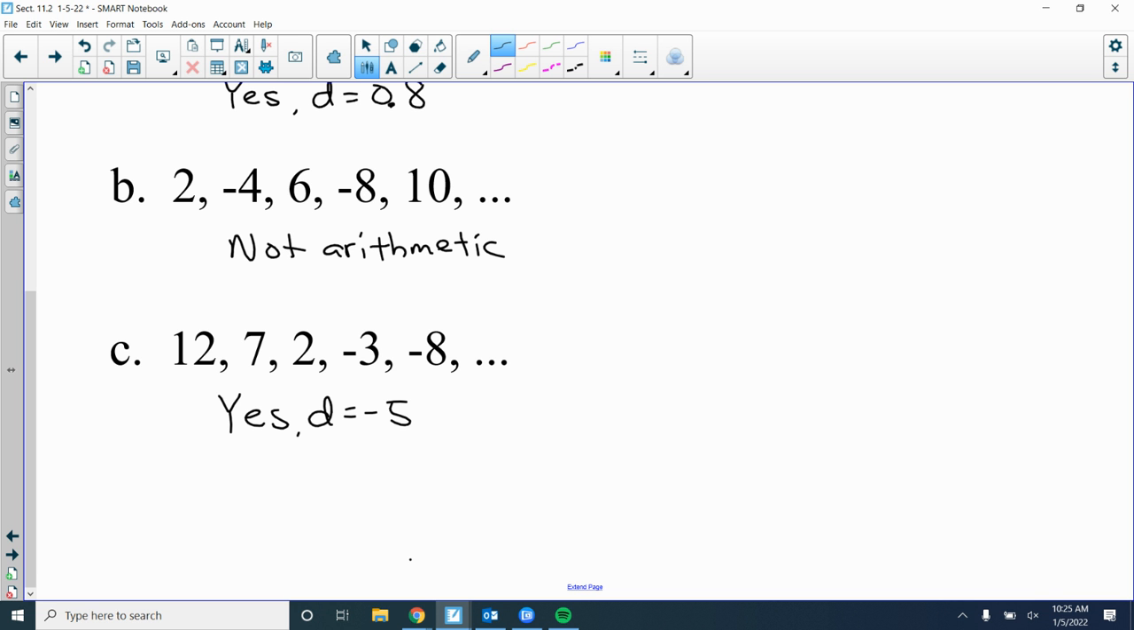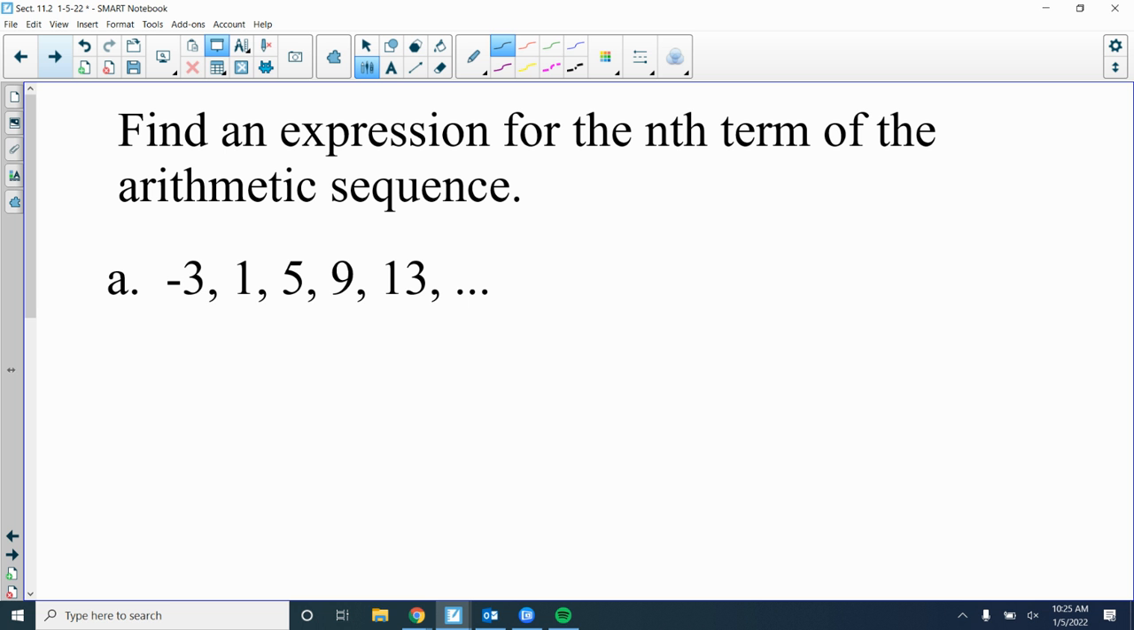But if they throw some decimals at you, you might have to subtract for that. All right, we did this in section 11.1. We're doing it again. In 11.1, you just kind of did guess and check. We're going to use the formula, even though you might be able to come up with it by just trial and error. I'm going to use the formula just to get in that habit.